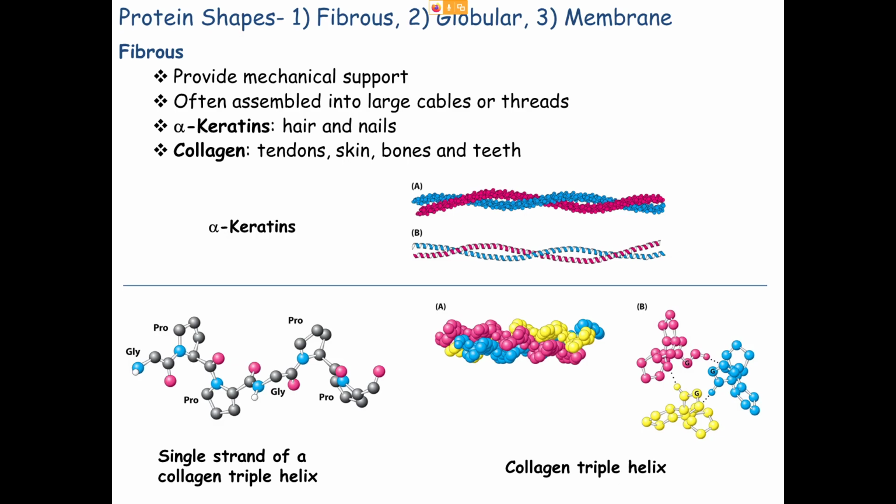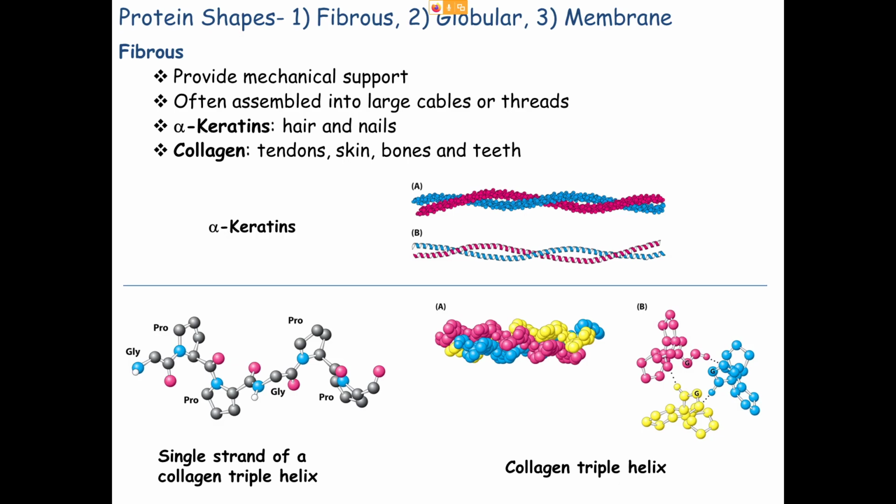And its sequence is very, very simple. It's glycine, proline, proline, glycine, proline, proline, glycine, proline, proline, and repeats indefinitely, for however long it needs to be. Well, we know with all those prolines, the chance of it forming an alpha helix is zero, right? It's not going to form an alpha helix. What it's forming is called a triple helix.